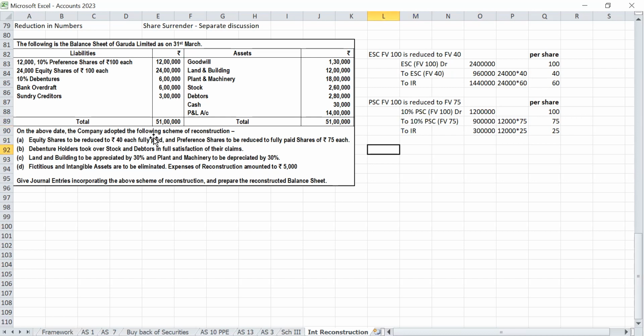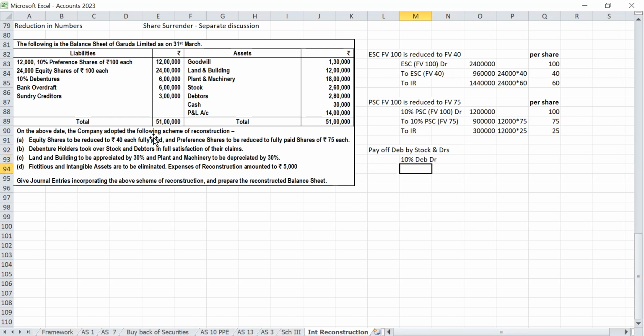Then debenture holders took over stock and debtors in full satisfaction of their claims. So the debentures we are settling, pay off debentures, but not by cash, by stock and debtors. So we have to cancel debentures which already have a credit balance. We have to cancel stock and debtors which already have a debit balance. So to cancel a debit we credit, and to cancel a credit we debit. Correct? So entry will be, yes, sir.